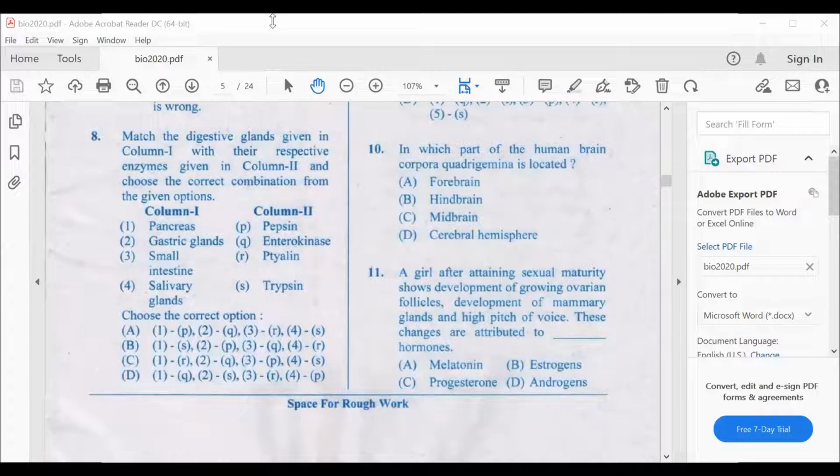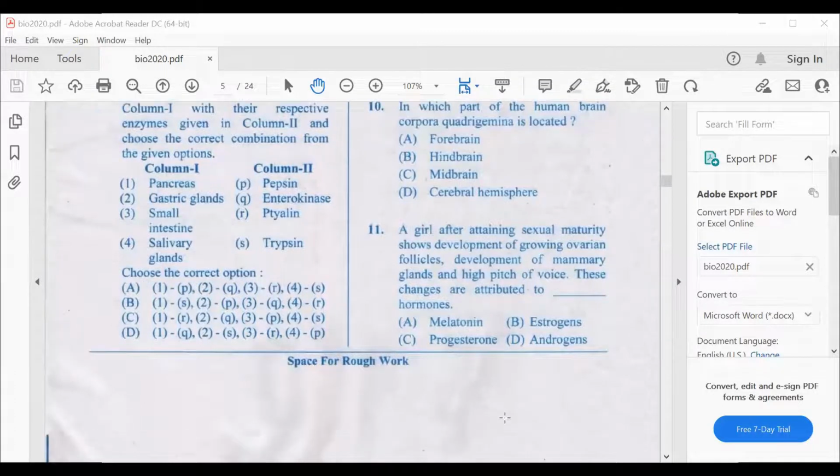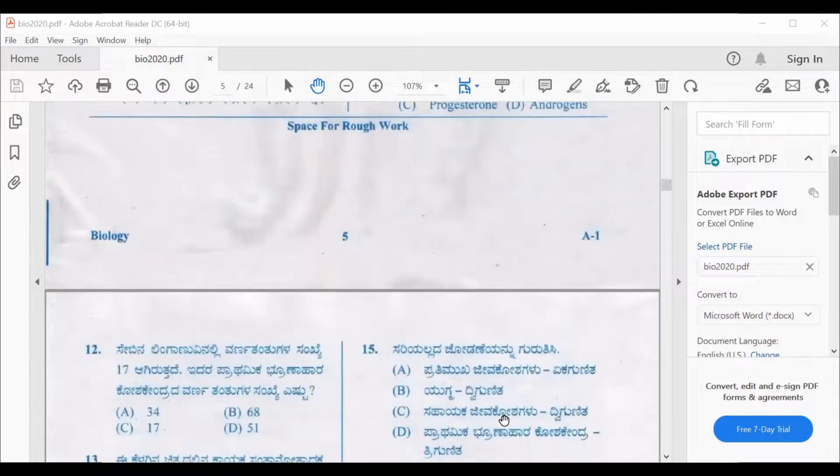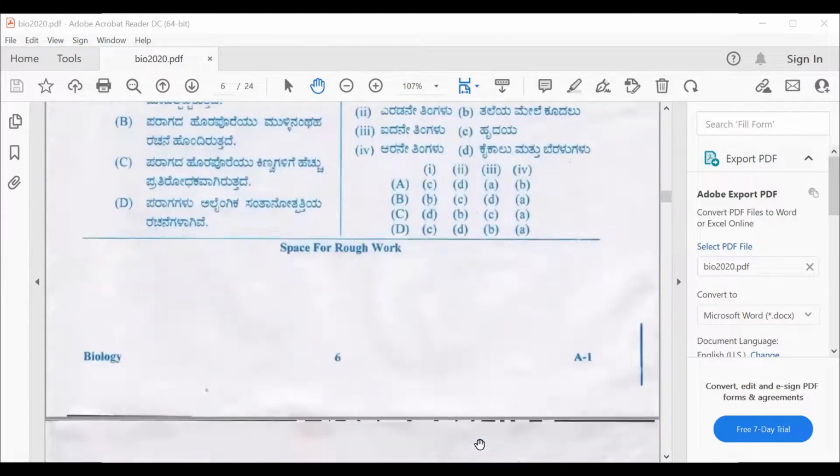Sindhu answered it as option B. Okay, so the right answer is, almost all of you know, that is a B, estrogen. Estrogen is the right answer. The 12th question goes like this.